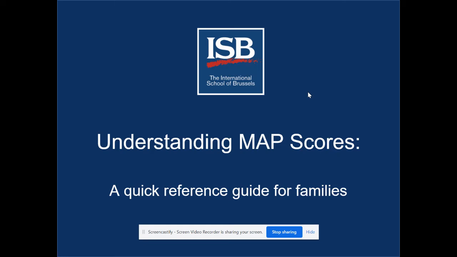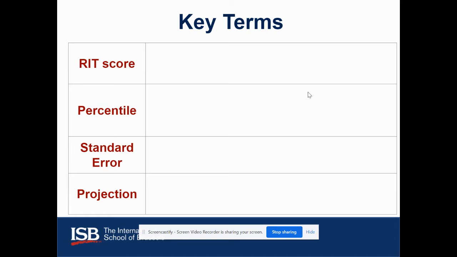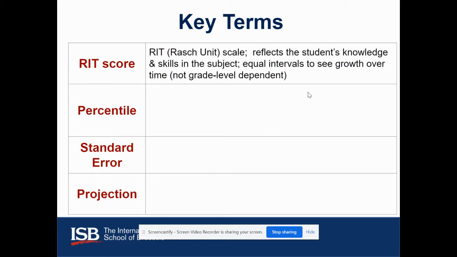Before we begin, there are a few key terms you need to know in order to help you interpret your child's MAP results. Firstly, the RIT score. The RIT score is essentially the number of points your child has scored on the MAP assessment. The number of points a child can receive depends on how many questions they get right and how difficult each question is. The MAP assessment is adaptive, which means the more questions your child answers correctly, the more challenging the questions become. The more questions they answer incorrectly, the easier the questions become.